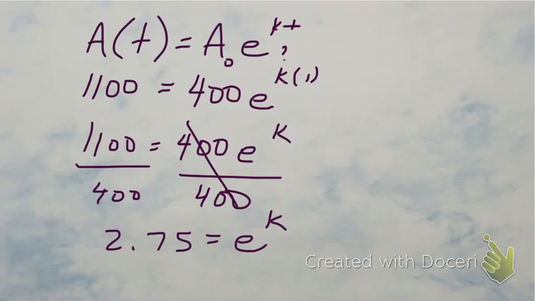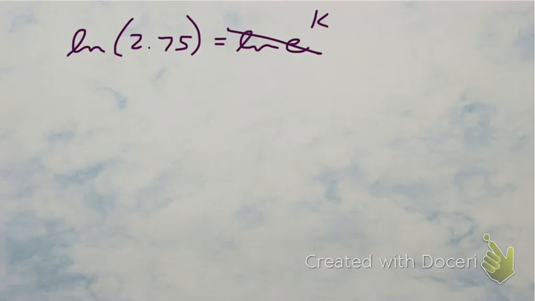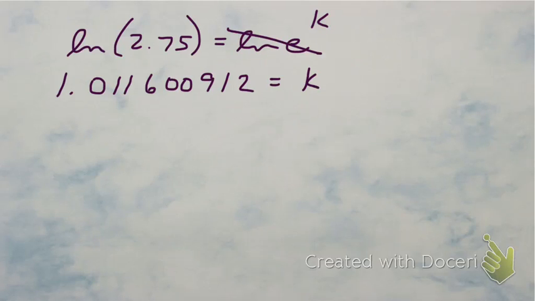We've got to wipe out e. To wipe out e, we call on the natural log. So natural log of 2.75 is natural log of e to the k. Now if you evaluate the natural log of 2.75, you get this long decimal. You're really answering the question, e to what power makes 2.75? So this is our rate of growth. We're going to use it to answer the next question.